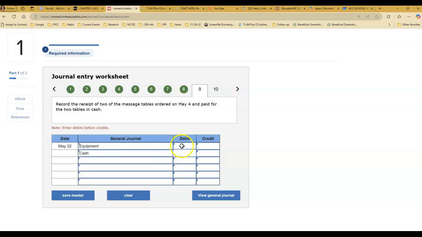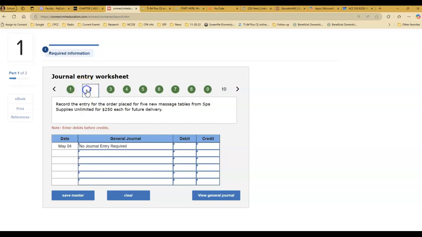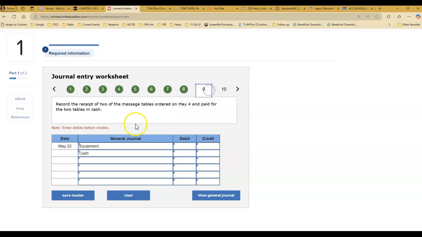Okay? All right. Now, we've got the equipment. We've got the cash. How much? How much? How do you know? Yeah, they were $250 each. And again, this is going to be one of those things where you might have read that and went, I don't think I have enough information, but here's the deal. Right here in item number 2, record the entry for the orders placed for 5 new massage tables, unlimited, for $250 each. Okay, so you're going to have to pull that information forward, and it's $500 and $500. Okay. Number 10.